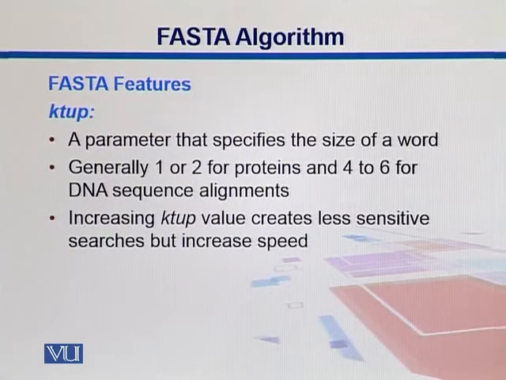FASTA has some specific parameters and features. It uses k-tuples, which are small size segments. It takes your sequence and breaks it into short fragments, and for those fragments it looks for similarities within the database. We call them k-tuples. Generally 1 or 2 is good for proteins, and 4 to 6 for DNA sequence alignments. Increasing the k-tuple value creates less sensitive searches, but we get more speed.